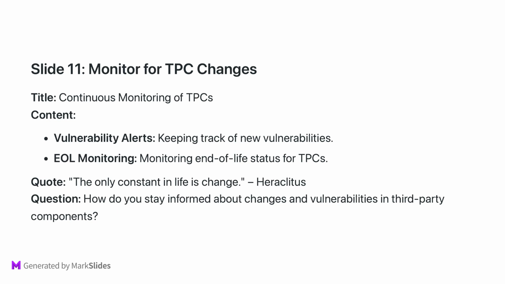Welcome back. Let's delve into the continuous monitoring of third-party components, or TPCs, which is a crucial aspect of maintaining a secure and efficient system architecture. Firstly, we'll touch on vulnerability alerts. This involves actively keeping track of new vulnerabilities discovered in the third-party components you're using. These vulnerabilities can expose your system to potential attacks if left unaddressed. It's essential to have a robust alert system or a tool that informs you as soon as any new issues are identified with your TPCs.